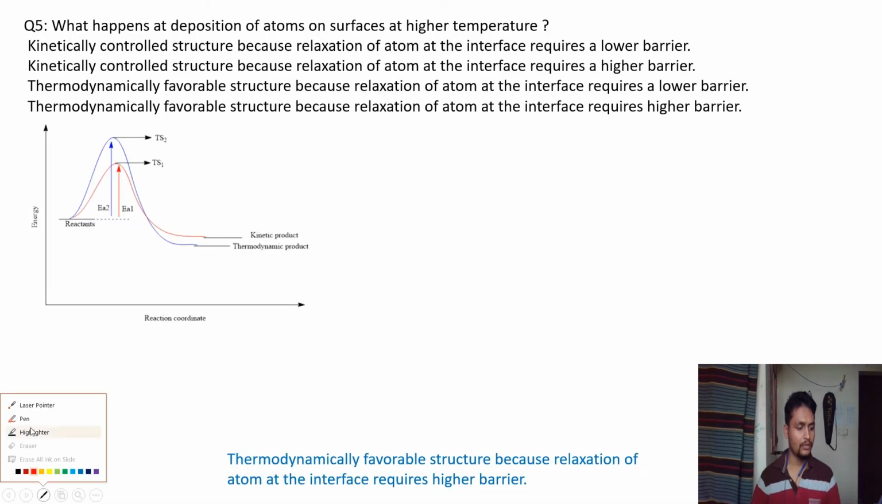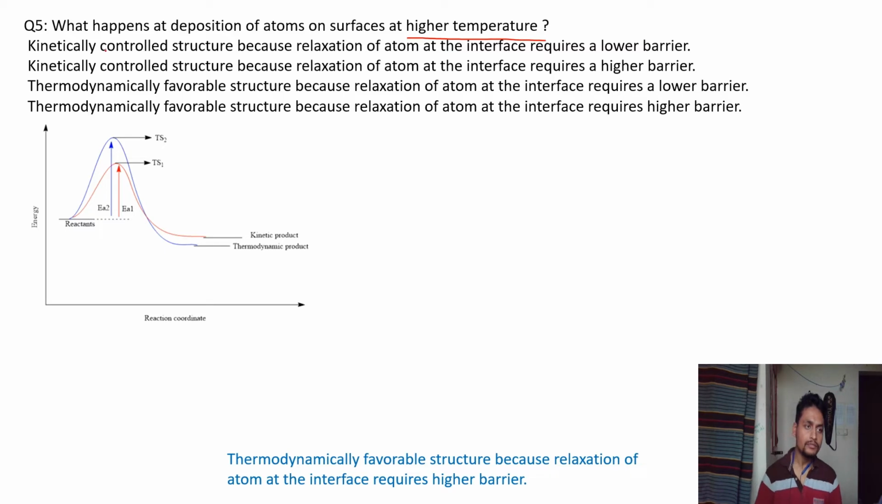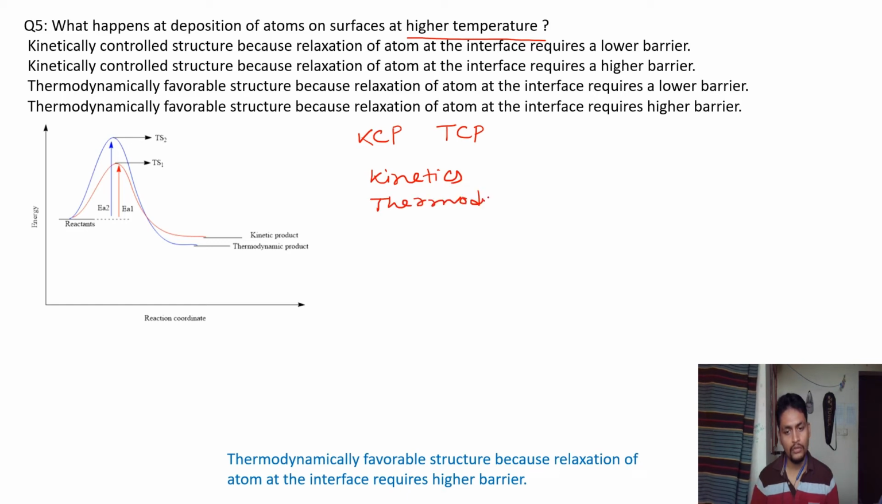So what it is saying, let's just read this. What happens at deposition of atoms on surfaces at higher temperature? So something temperature dependency is now coming. We have already read about this in our 12th or base level. So there is something called KCP and this is TCP. So we know these two things, that is kinetics and thermodynamics, which determine how fast a reaction will be and the fate of a reaction.